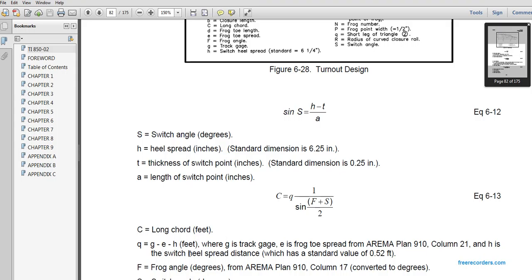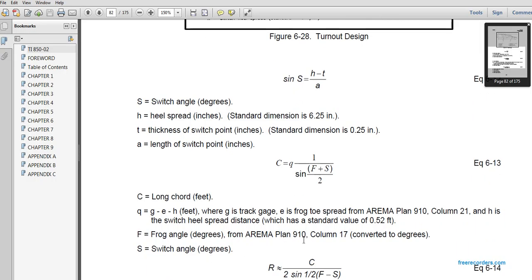Number 2 is the track gauge minus the frog toe spread minus the switch heel spread, where G, the track gauge, is the frog toe spread from the REMA plan 910 and column 21. The switch heel spread distance is a standard value of 0.25, half of 52,000ths of a foot, and the frog angle in degrees is from the REMA plan 910 and column 17, converted to degrees.